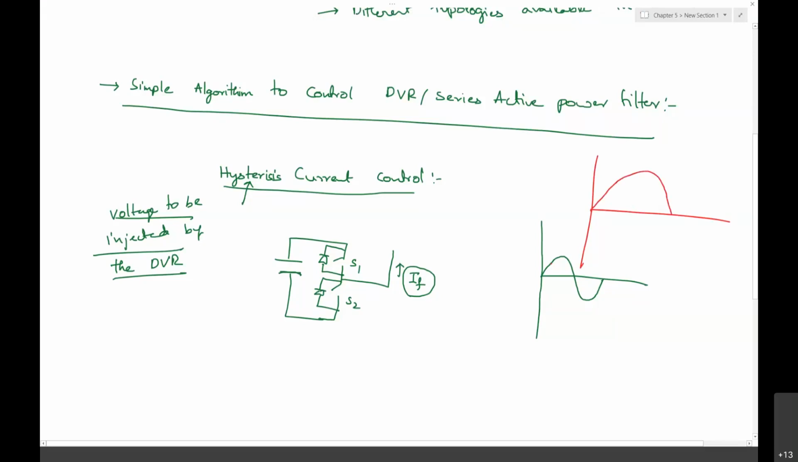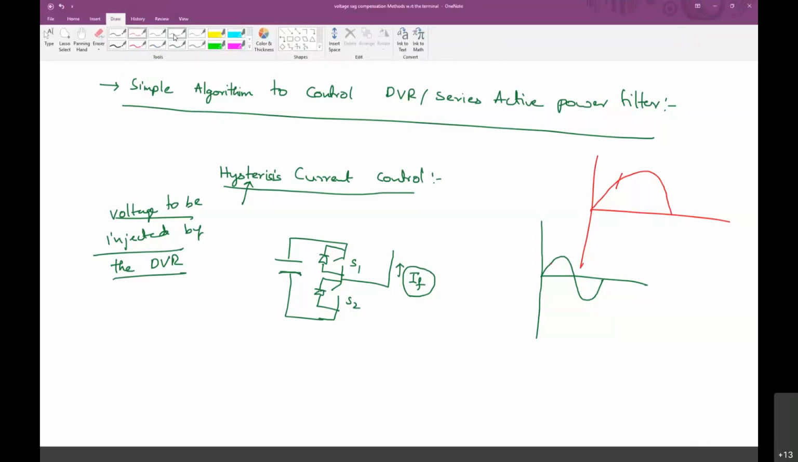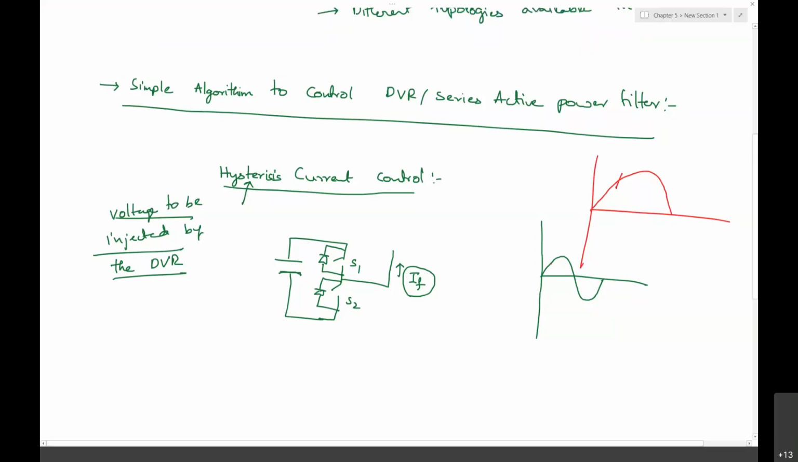Okay, in this case, consider the current which is going to flow by this IF, of this nature. For instance, this is the IF current. Once it is touching this particular band, the upper band, you can say this is an upper band.